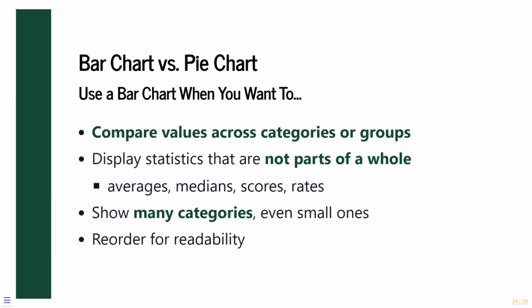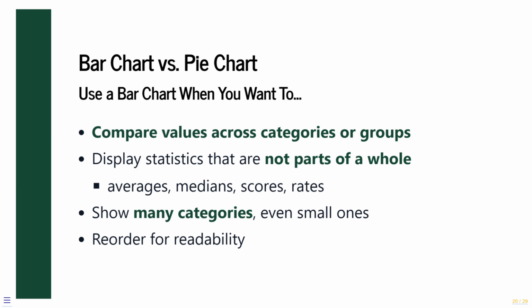Use a bar chart when you want to display statistics that do not form a meaningful whole. Many summary statistics, such as averages, medians, rates, or scores, do not add up to 100% and therefore do not represent parts of a single total. A pie chart would be inappropriate in these cases, while a bar chart can display these values clearly and honestly.